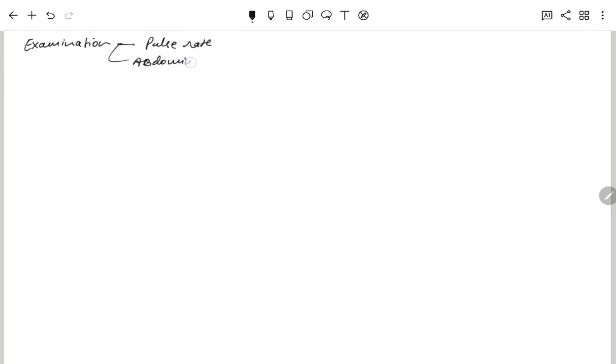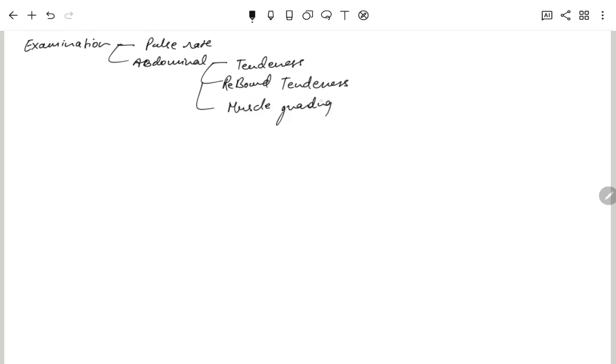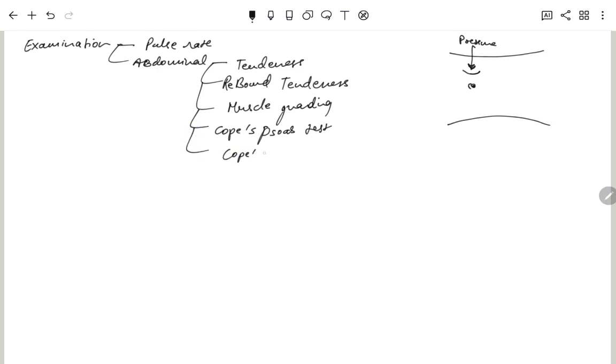Now examination, pulse rate, abdominal examination, there will be tenderness, there is rebound tenderness at the McBurney's point, and muscle guarding of the right iliac fossa. There is a Cope psoas and Cope obturator test also.